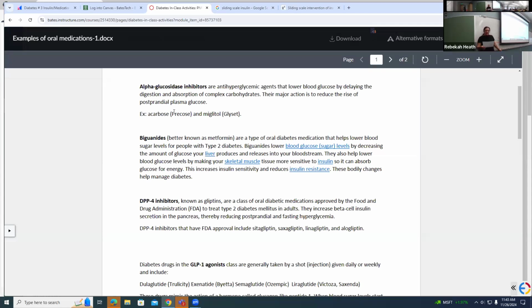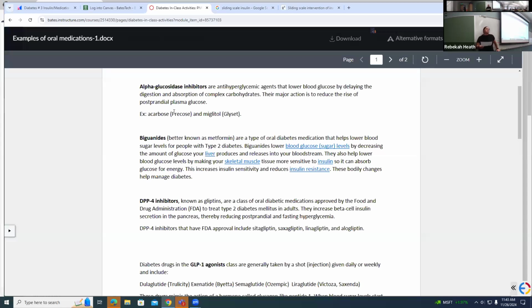So biguanidines, I think I'm saying that right, or metformin, that's really common. We see metformin a lot. They help to decrease the amount of glucose that your liver produces. It also helps your skeletal muscle to absorb or take up glucose better. So metformin is pretty common.